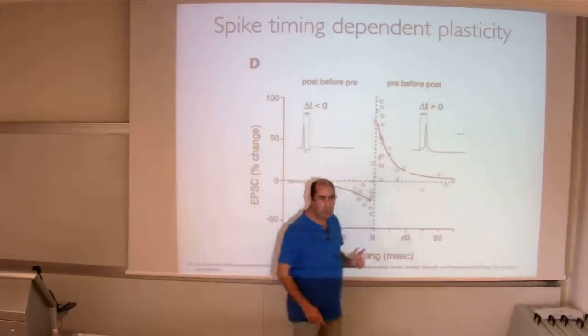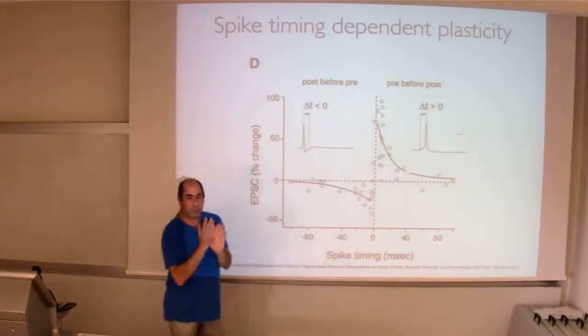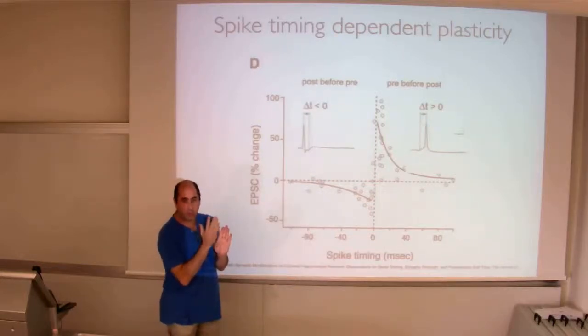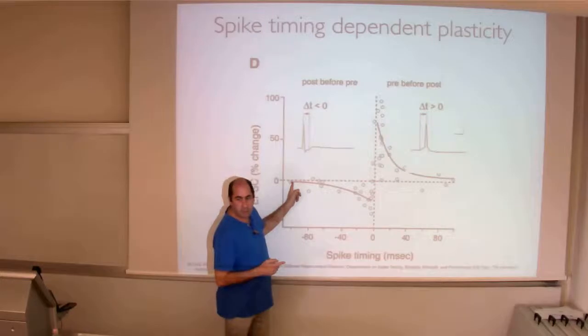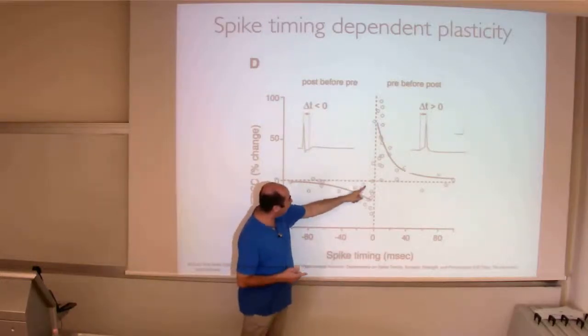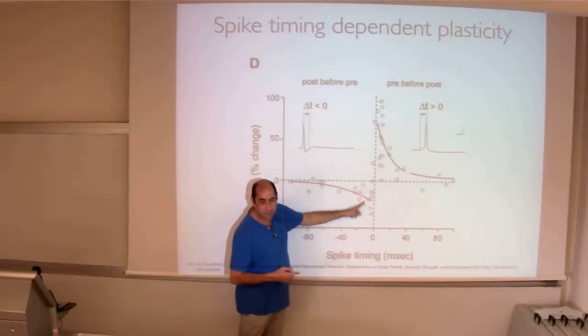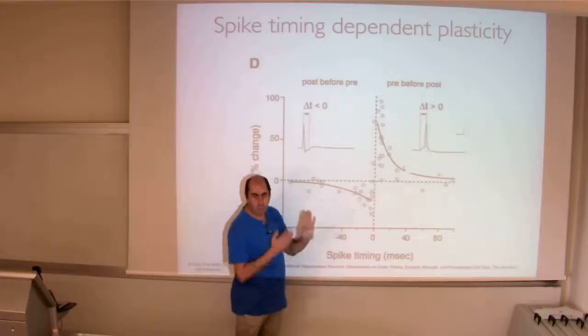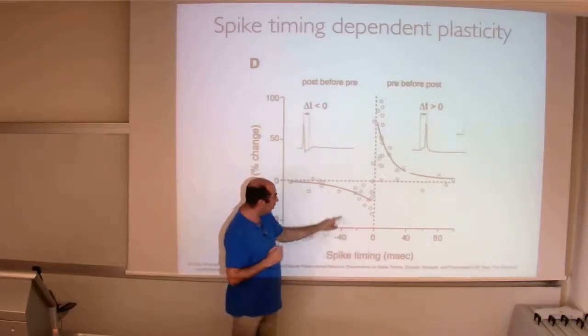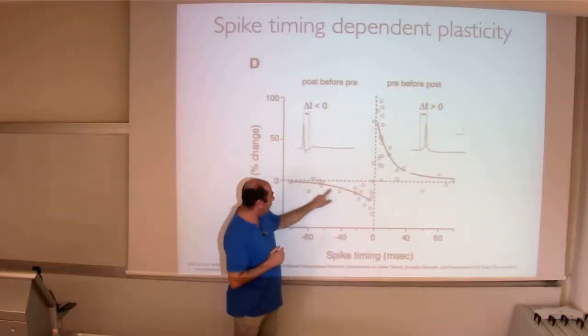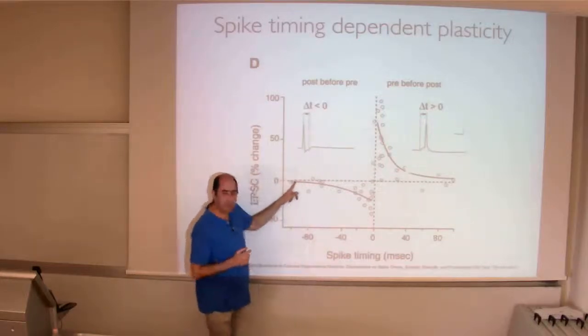Okay? But now you do the experiment in the reverse direction. So you first stimulate the postsynaptic cell, and then a little bit afterwards the presynaptic cell. Okay, so this is negative delta T. And on a negative delta T, what you see is that the synapse actually depressed. Okay, so if you constantly stimulate the postsynaptic cell before the presynaptic cell, the synapse becomes weaker. Okay? But if you do it like 100 milliseconds before, it doesn't matter.